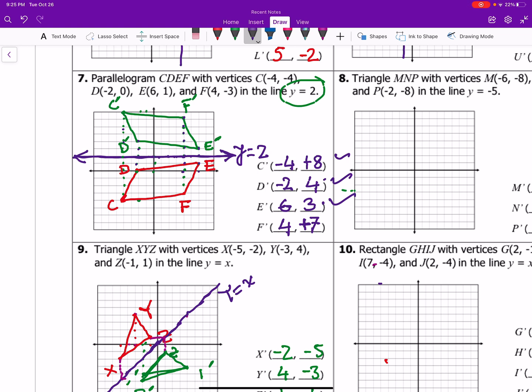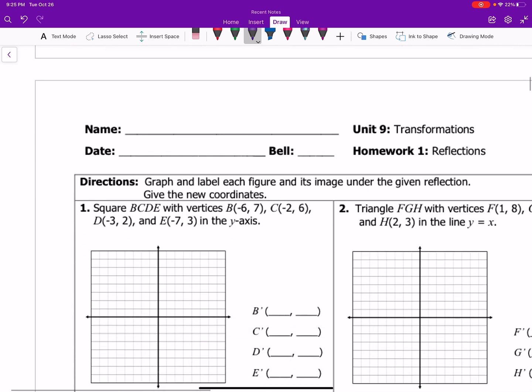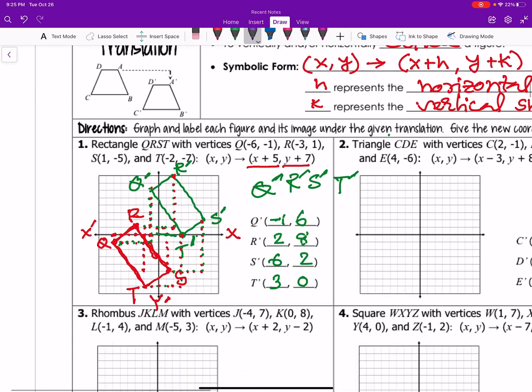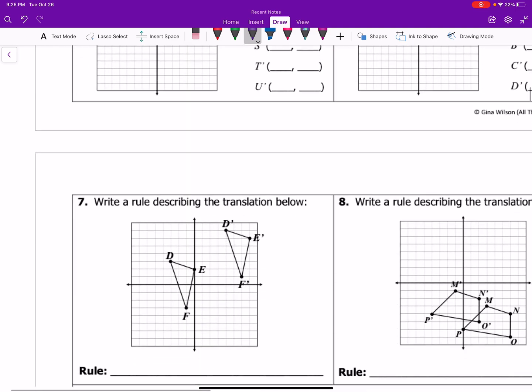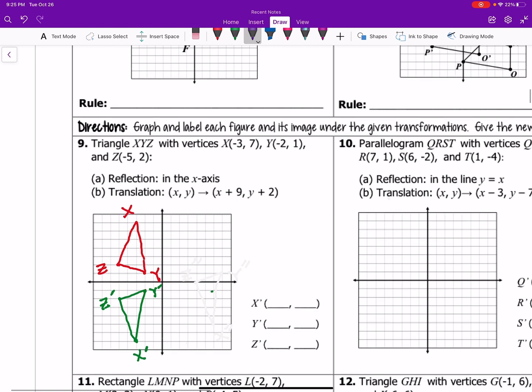And now I would like to introduce that we have done translation. From translation, a composite transformation takes place. From translation, reflection takes place. So now we should be in a good position to translate and reflect, or reflect and translate. So let's go back to our first packet and see how it works.